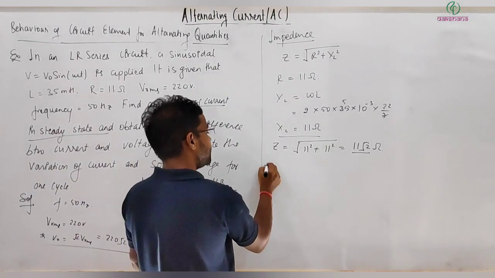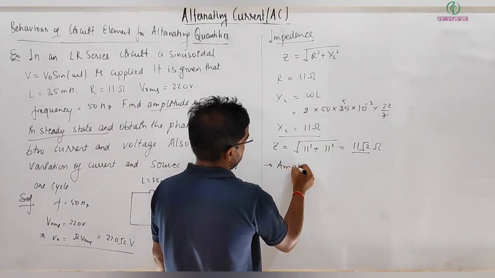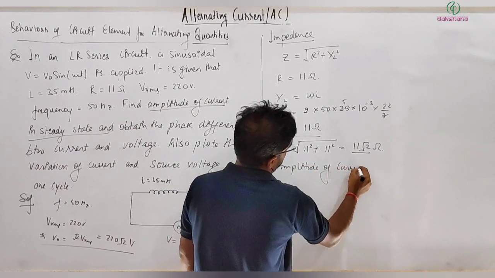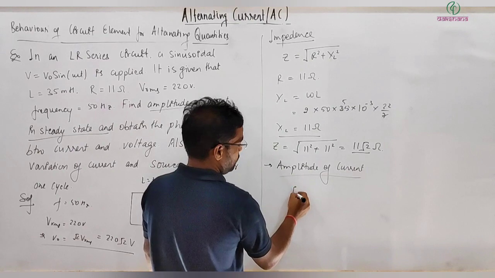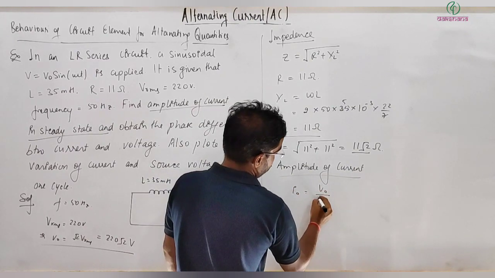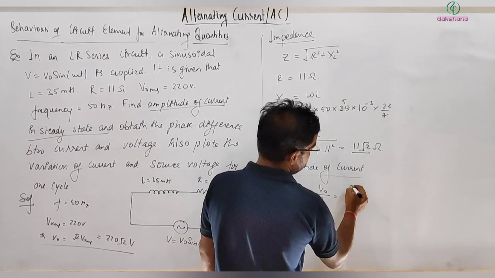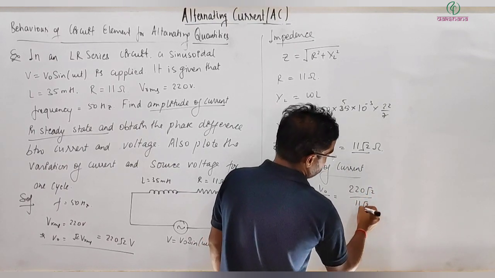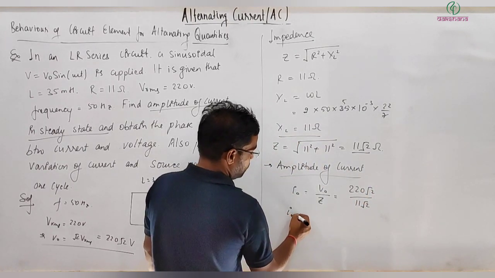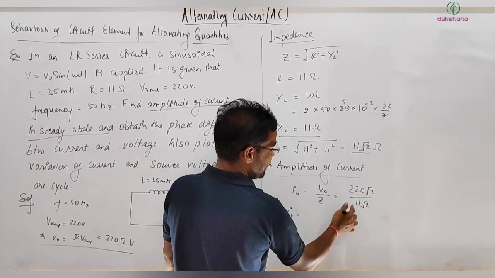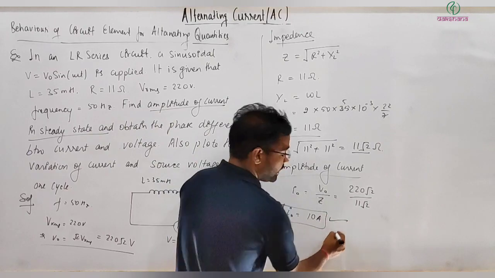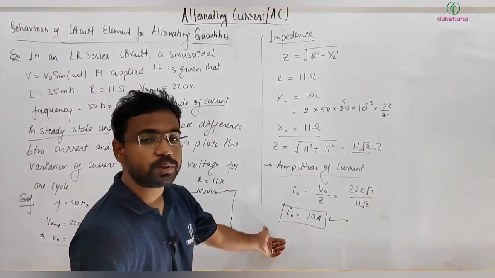Now the first part is talking about the amplitude of current in steady state. The amplitude of current I naught is equal to V naught divided by Z, and V naught is 220 root 2 divided by 11 root 2. Root 2 gets cancelled, and I naught comes out to be 10 ampere. I hope you understood how we approach this.